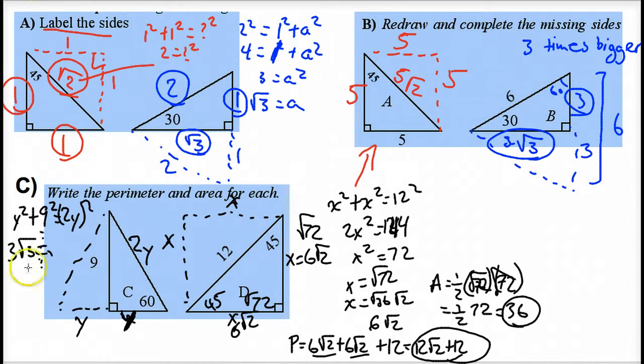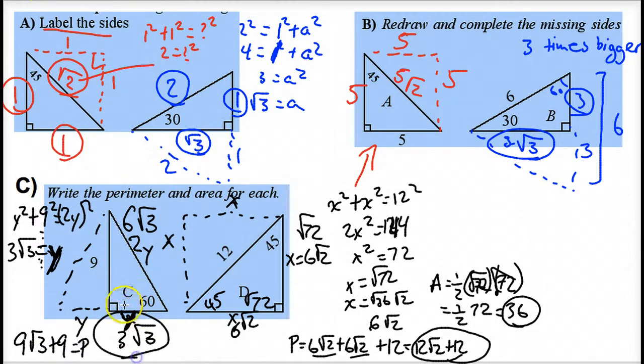All right, so looking at this one, if we know that 3 root 3 is y, so this is going to be 3 root 3, then this is going to be double that. So that would be 2 times 3 root 3, or 6 root 3. We could start adding things together, and then we'd have 9 root 3 plus 9 equals our perimeter.